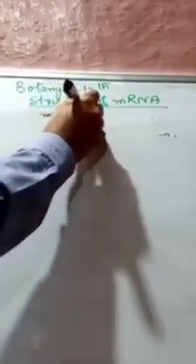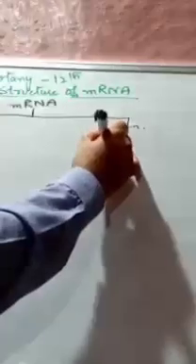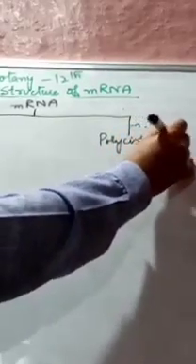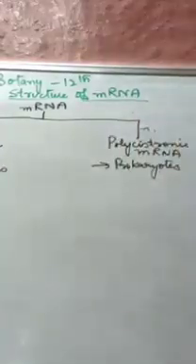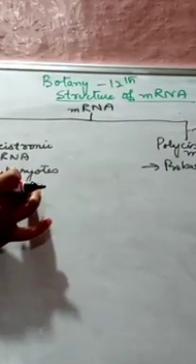Now this mRNA is of two types. If we talk about messenger RNA, we have two types: one is called monocistronic mRNA, the other is called polycistronic mRNA. Monocistronic mRNA is mainly found in eukaryotes, while polycistronic mRNA is found in prokaryotes.